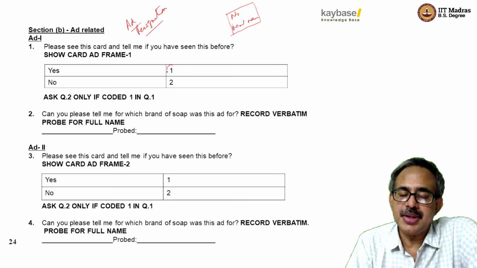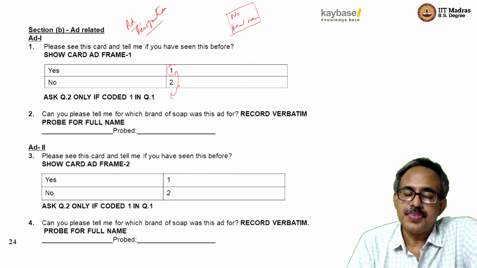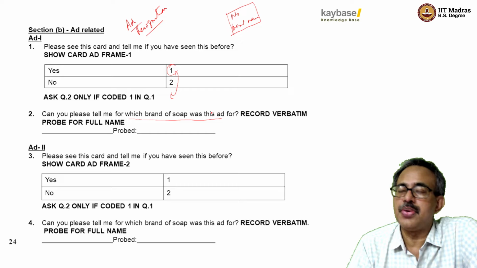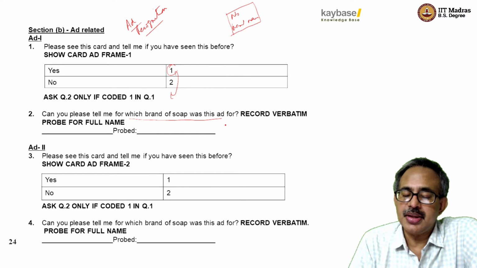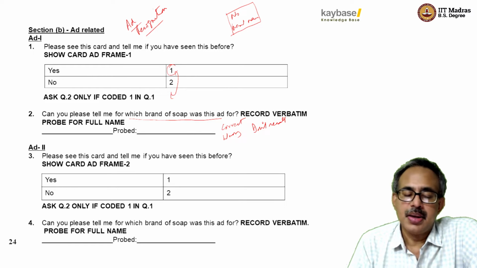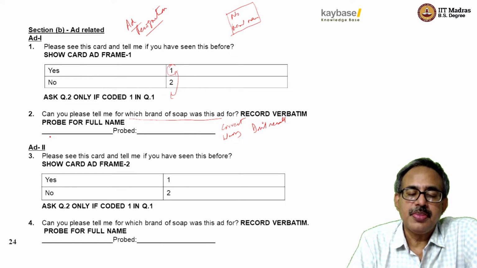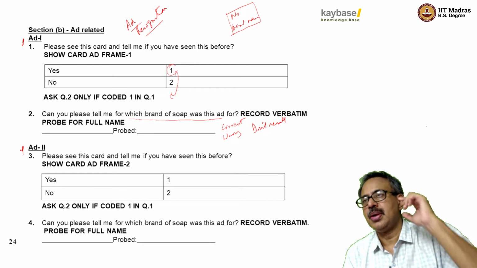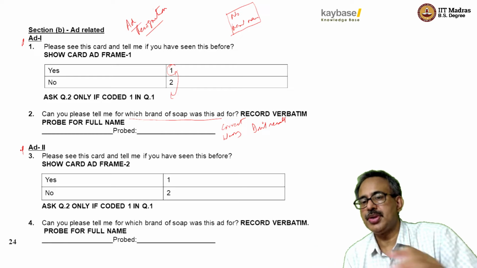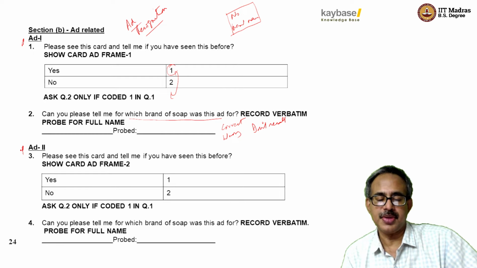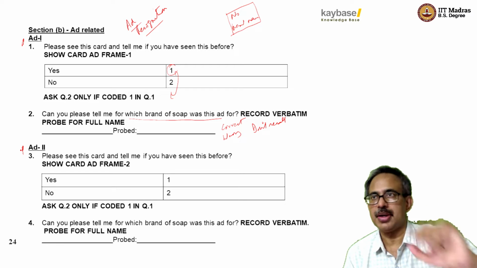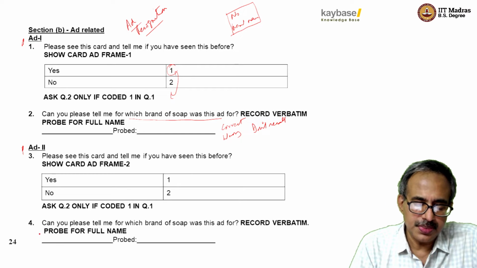If the person says yes, then we say, can you tell me for which brand of soap it was for? Now here the person can say the correct name, or he can say a wrong name, or he can say I don't recall. Okay. Now in this particular example, we had shown two ad stills. Sometimes we show only one, sometimes we show different ads of different brands. In this particular study example that we have taken, we have shown two ads for the same brand. Alright, let's go forward.